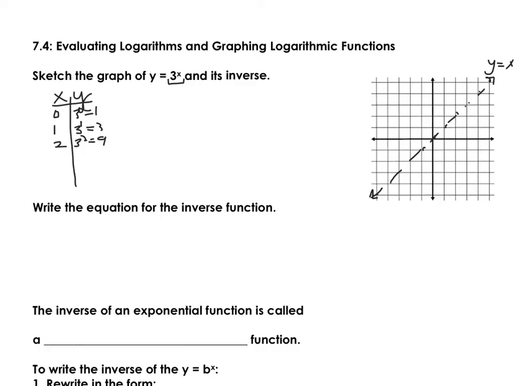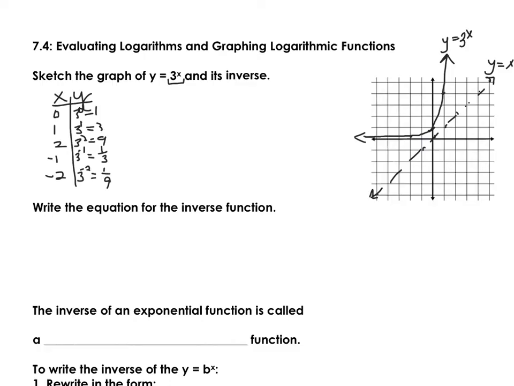If we go in the other direction, negative 1, 3 to the negative 1 power would be 1 over 3 to the positive 1, or 1/3. And then if I go to negative 2, 3 to the negative 2 power would be 1 over 3 squared, or 1 over 9. Please plot these 5 coordinates and then sketch the curve for this exponential function. When you're done, your graph should look something like this, an exponential growth model.